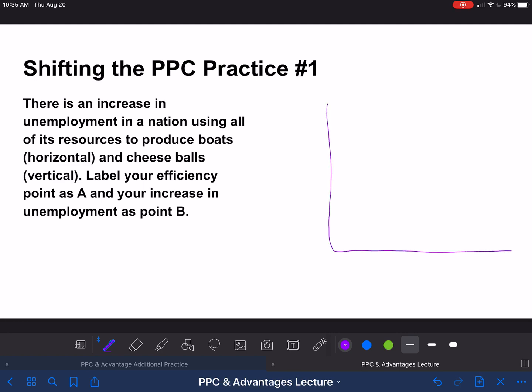Something that's super important is labeling correctly. So you can see there's already these words horizontal and vertical. Horizontal is side to side, vertical is up and down. So there's an increase in unemployment in a nation using all of its resources to produce boats, which is on the horizontal, and cheese balls, which is on the vertical.